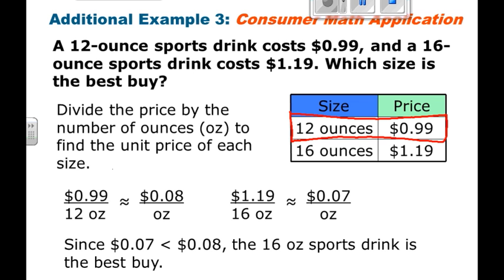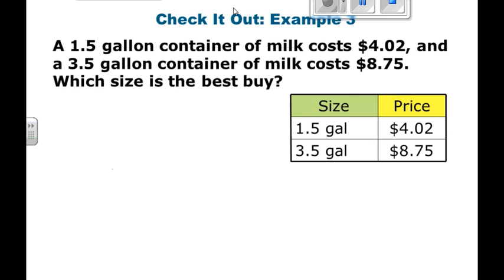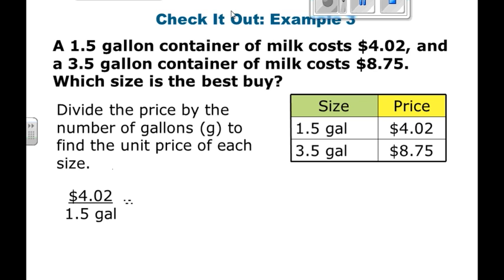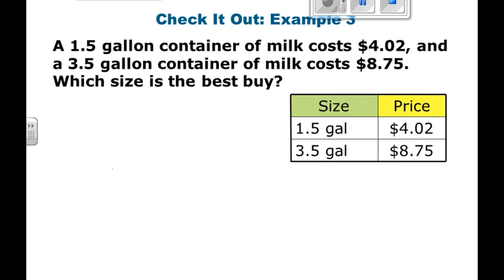Then we do the same thing for the 16-ounce one. We put $1.19 over 16 ounces. In order to get it per ounce, we divide both of them by 16, and we get approximately 7 cents per ounce. So since 7 cents is less than 8 cents, the 16-ounce sports drink is the better buy. It would be cheaper than the 12-ounce one. Here's another one for you guys to try. If you guys want to work on this one, you can. You can pause now.